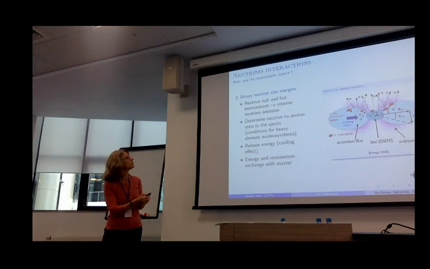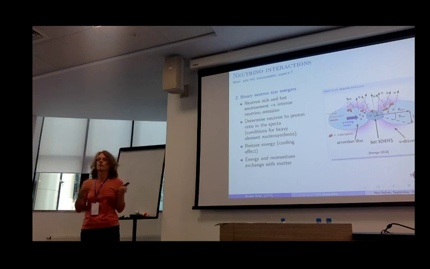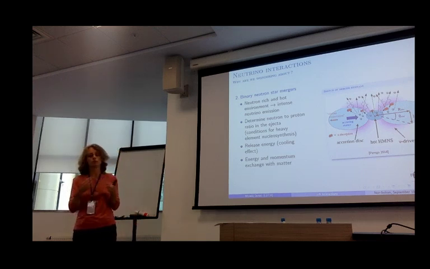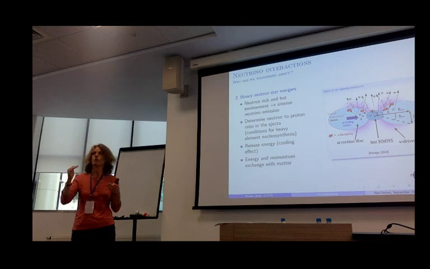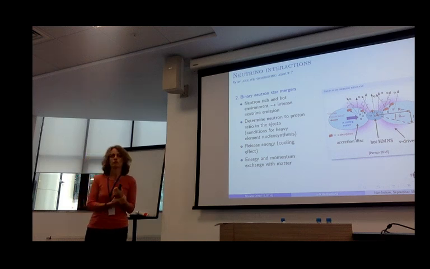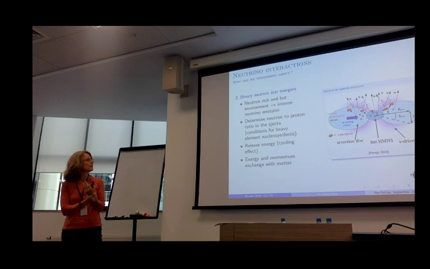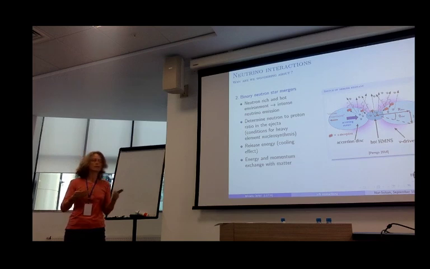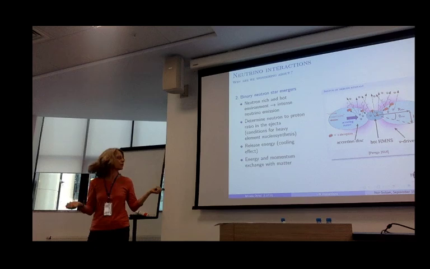If we look at binary neutron star mergers, again we have a very neutron-rich and hot environment, so we have an intense neutrino emission, and the neutrino reactions also determine the neutron to proton ratio, so the electron fraction. You just heard in the previous talk that the electron fraction in the ejecta is a key ingredient to decide what happens in the ejecta for the heavy element nucleosynthesis, for the r-process. And again, you have a cooling effect, so you release energy via neutrinos, and also an effect of energy and momentum exchange with matter.